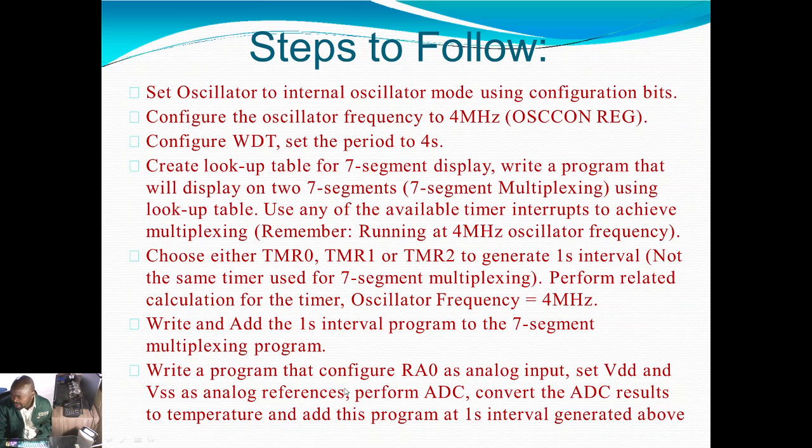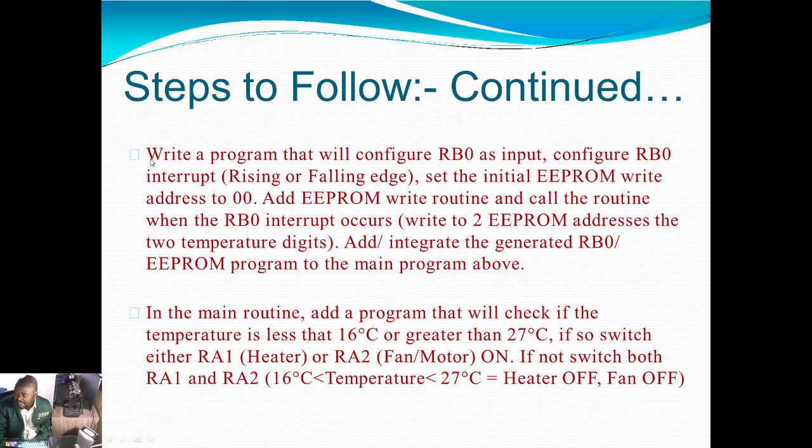So the next will be writing an ADC program where RA0 is an analog input. You will set your VDD and your VSS as ground, perform ADC and get the temperature reading. Then after that, you still have to do the RB0 interrupt part, where here I can choose the rising or falling edge. We can go and write data on EEPROM whenever we get an interrupt. So these are sort of individual programs that one can write and then at the end of the day, put them together.